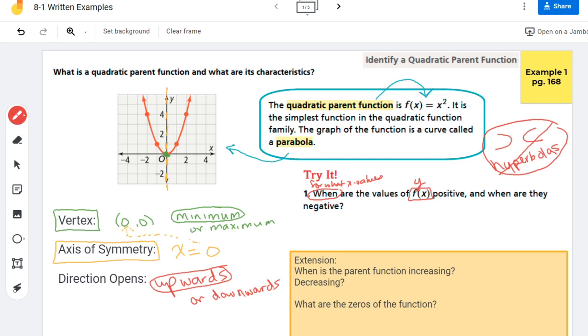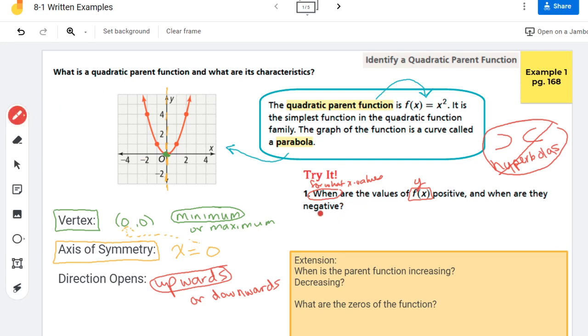So for something to be positive, right, we would look here on the y-axis. And if you notice, almost all of our graph is having those positive y values, with the exception of a single point. Do you see how our vertex is on the ordered pair 0, 0? That 0, 0 is not positive because 0 isn't positive.